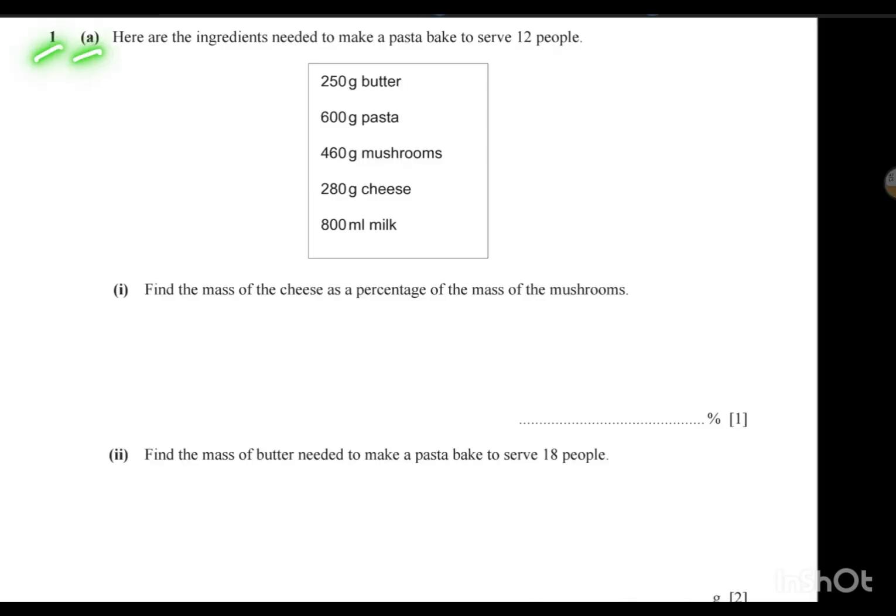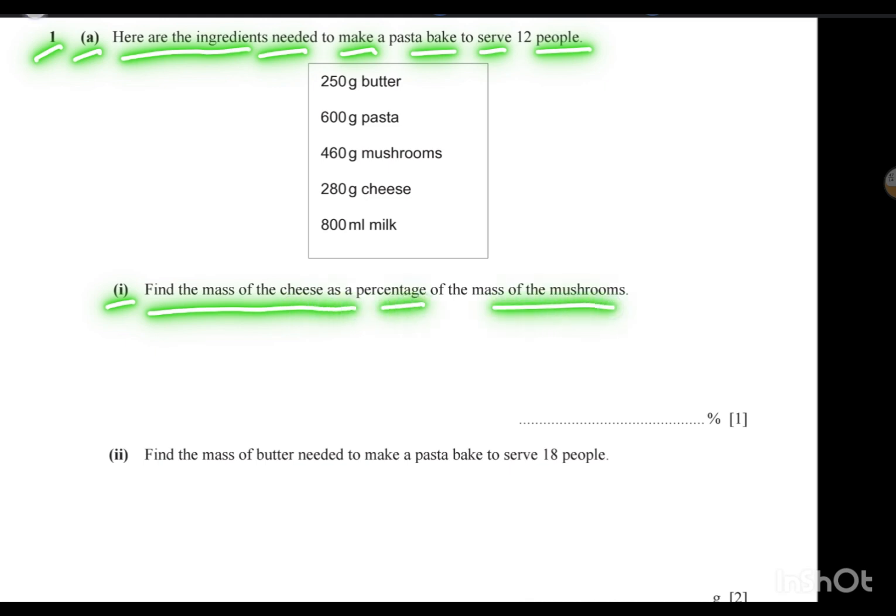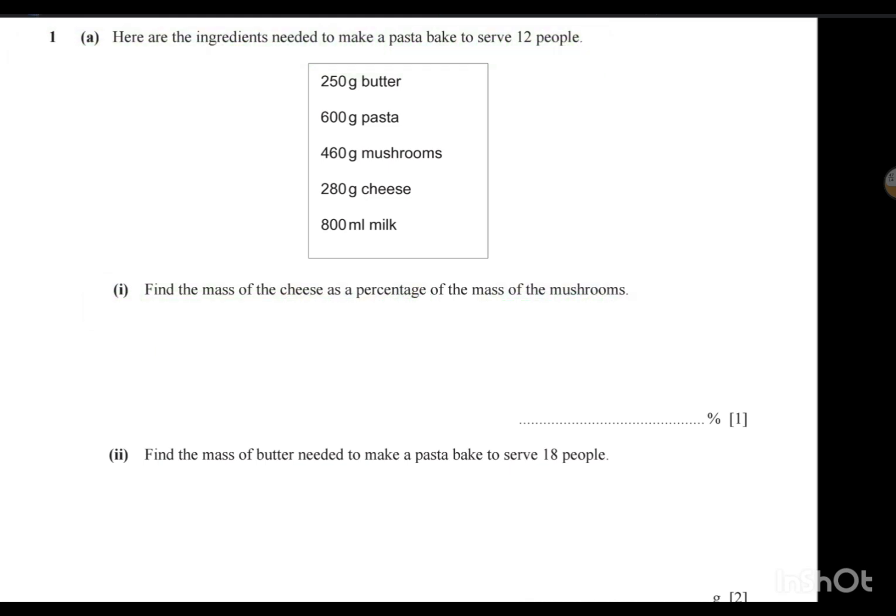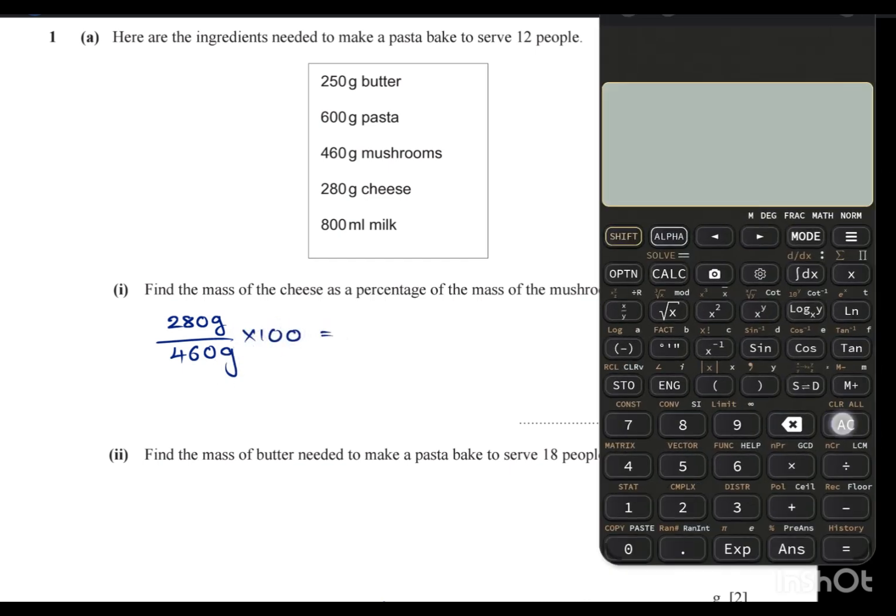Question 1a. Here are the ingredients needed to make a pasta bake to serve 12 people. Find the mass of cheese as a percentage of the mass of mushrooms. So take the mass of mushrooms and cheese. Keep the mass of cheese in the numerator, divide that by the mass of mushrooms, here 460, and multiply by 100. So you get the answer.